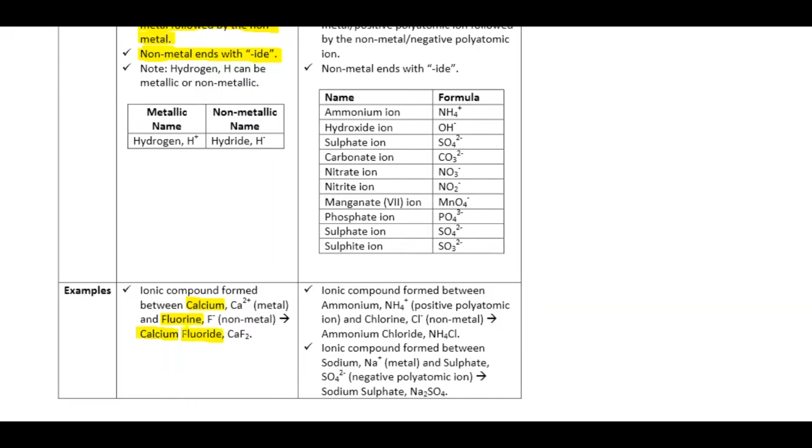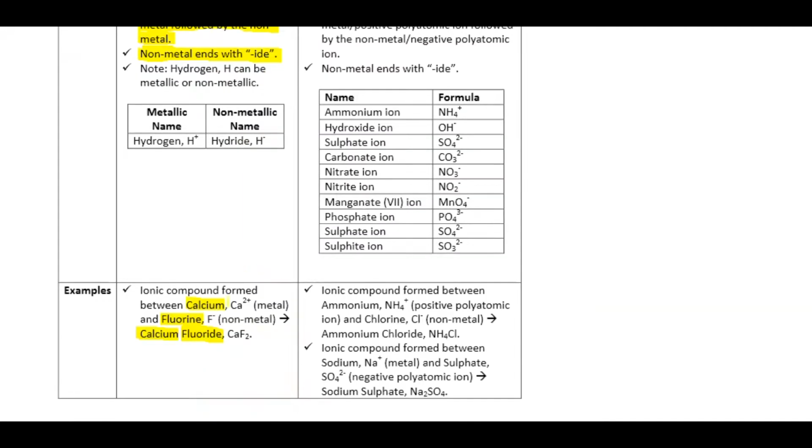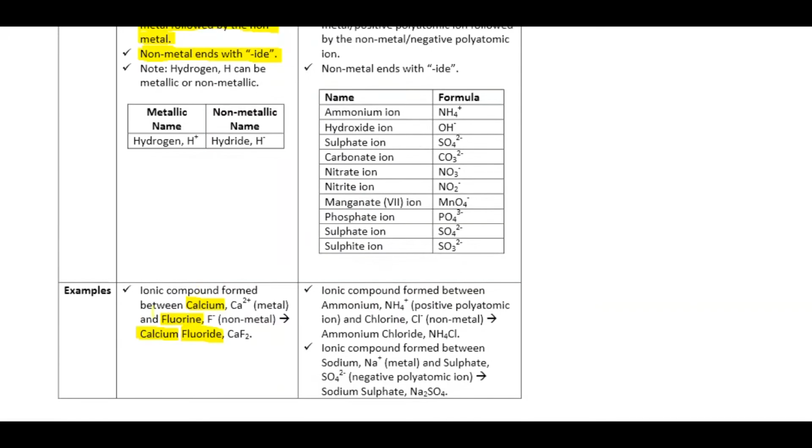So those are the rules for naming an ionic compound containing a metal and a non-metal. Just keep the metal as the same name. The non-metal you end with IDE, so in this case, fluorine becomes fluoride. And of course, you always start with naming the metal first, so you start with calcium first.